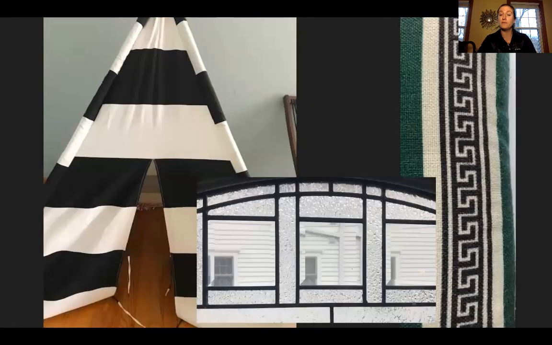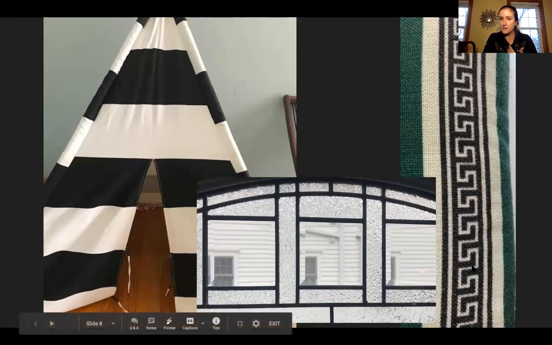I went around my home and I found some more things. My daughter's teepee in our basement. Even the teepee has a design. It has black, white, done in thick lines, repeated colors. The window in my front door is repeated shapes, square, rectangle. I even took a picture of the side of my pillow. You can see the repeated colors, this interesting Greek key design going down the side of the pillow.